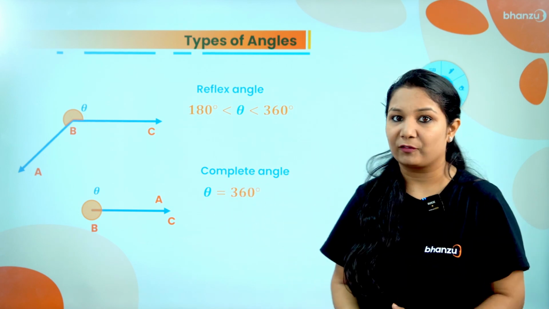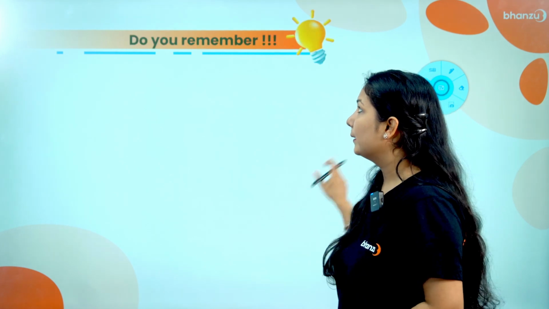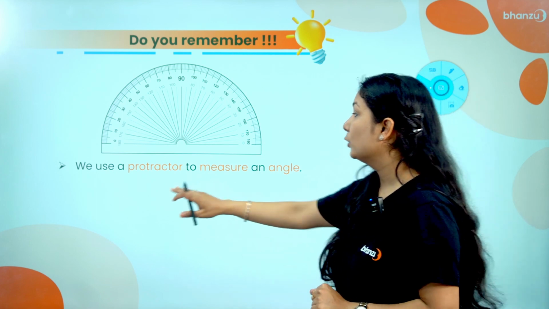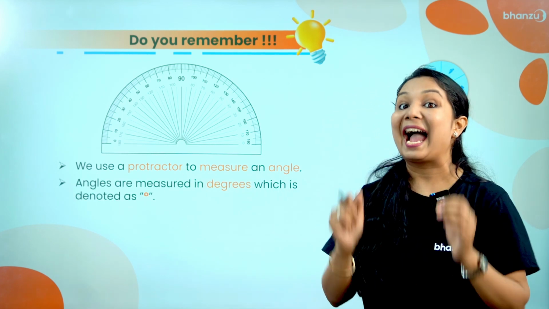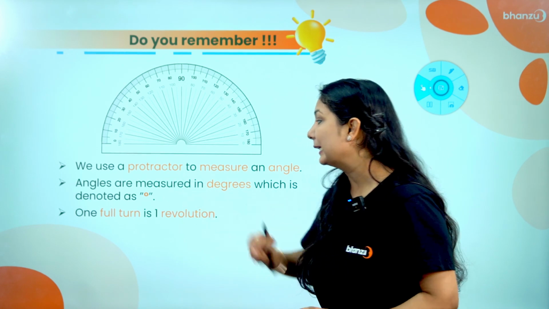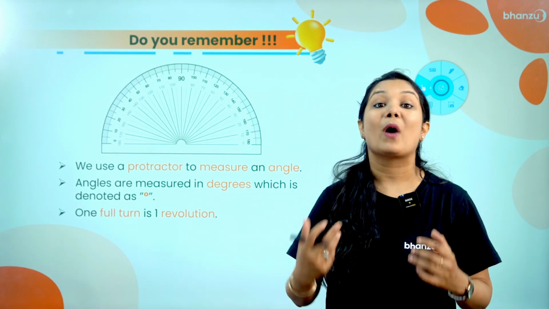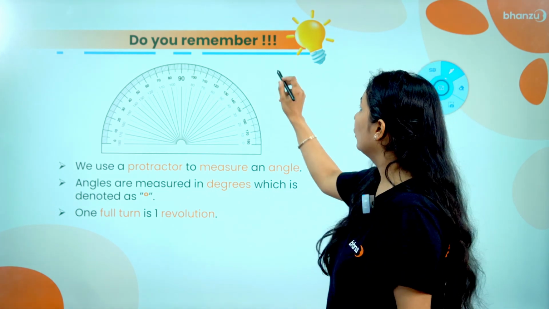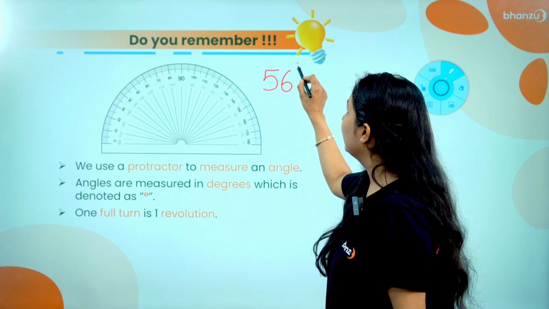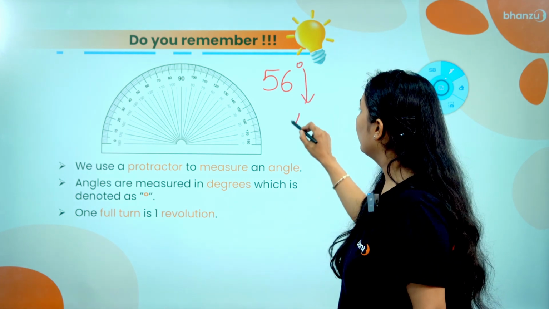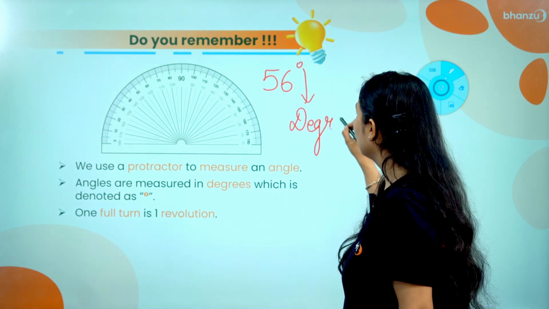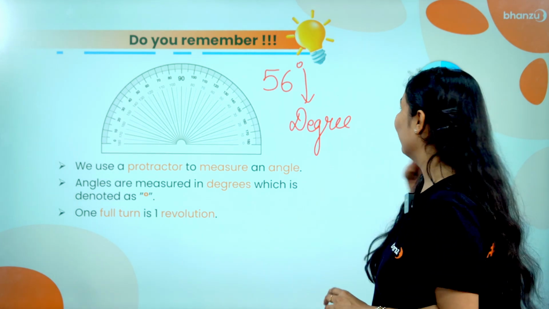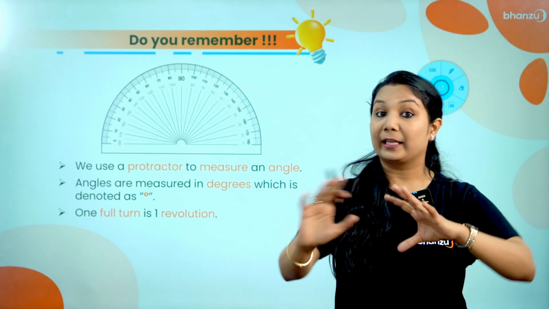As we have seen the different types of angles, now it's time to have a look at how we measure angles. You all might remember that we use a protractor to measure the angles. Angles are always denoted by degree and one full turn is 1 revolution. If I ask you to write 56 degree, how do you write? We write 56 and degree. This is how we denote degrees, right? This is our degree symbol. Clear everybody? A quick recall?